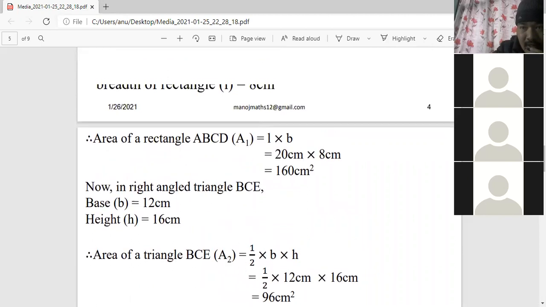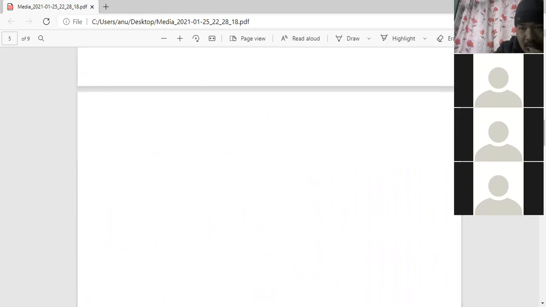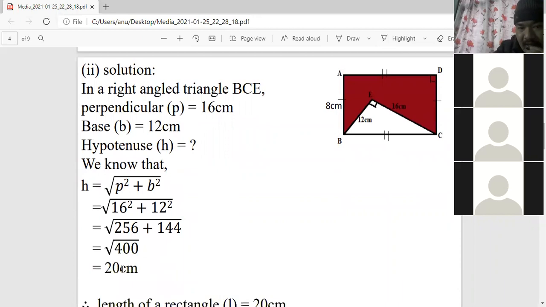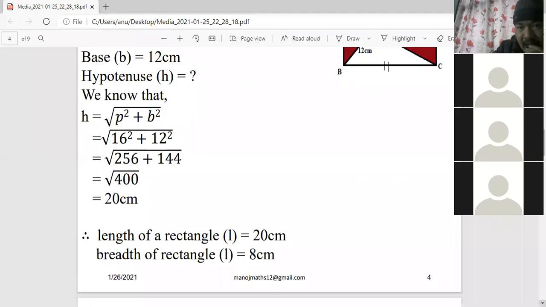I am again showing you here. In this rectangle, this length we find by using the Pythagoras formula. Perpendicular is 16, base is 12. Then find the hypotenuse by using the Pythagoras formula, then we will get 20. 20 is the length of the rectangle and 8 is the breadth of the rectangle. Then when you multiply length and breadth, you will get the area.